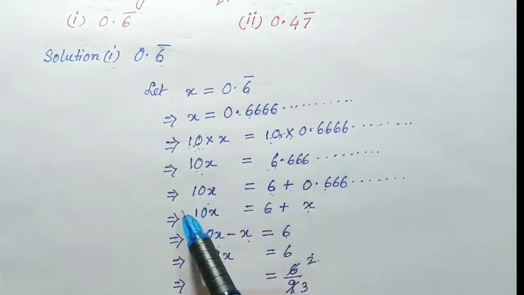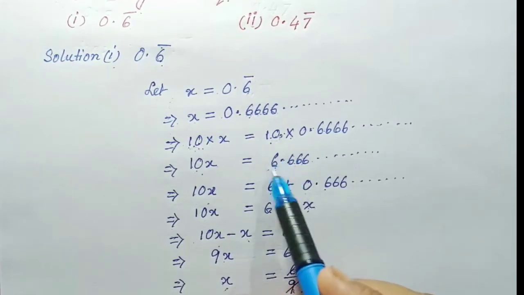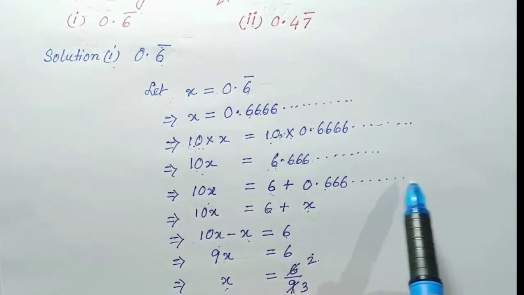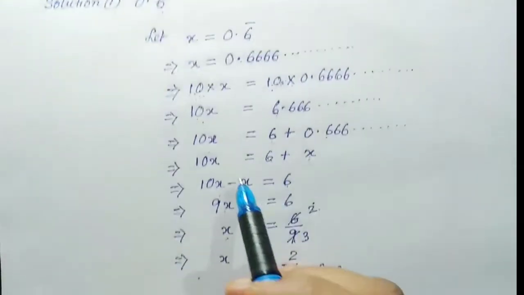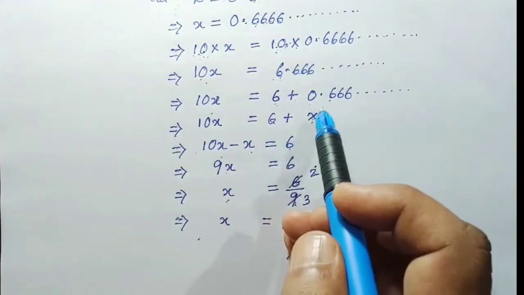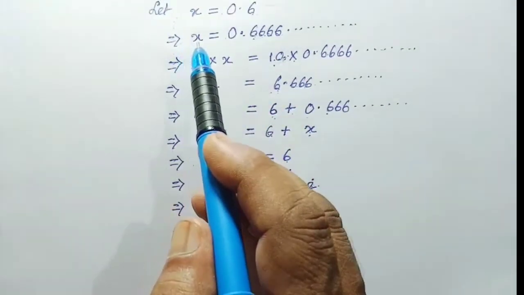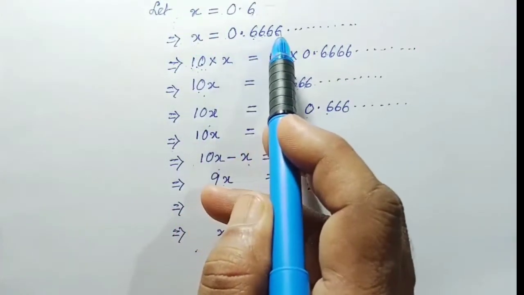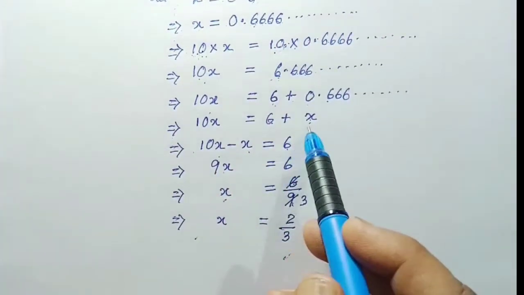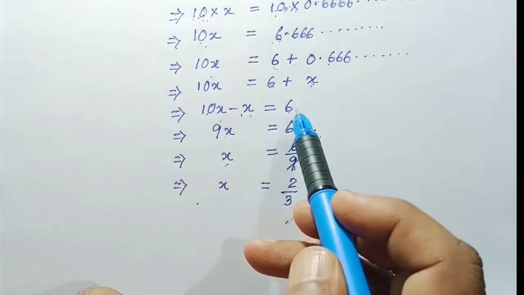6.666 like that. So 10x equal to, we have taken 6 completely here, so what is remaining here? 0 plus 0.666 like that. So 10x equal to 6 plus 0.666, and in place of 0.666 we put x, because we have already taken x equal to 0.666 like that. So 10x minus x equal to 6.